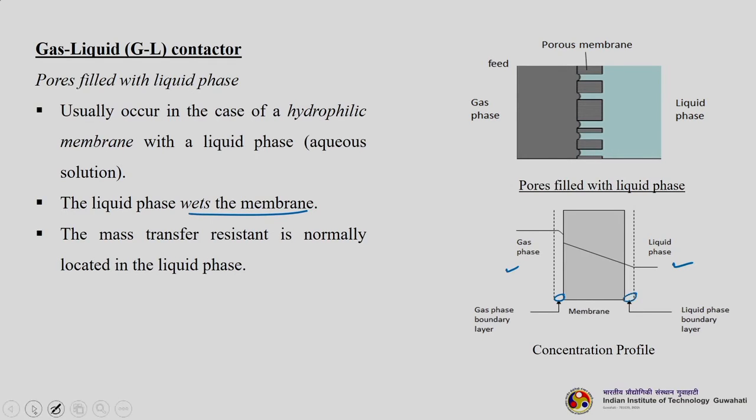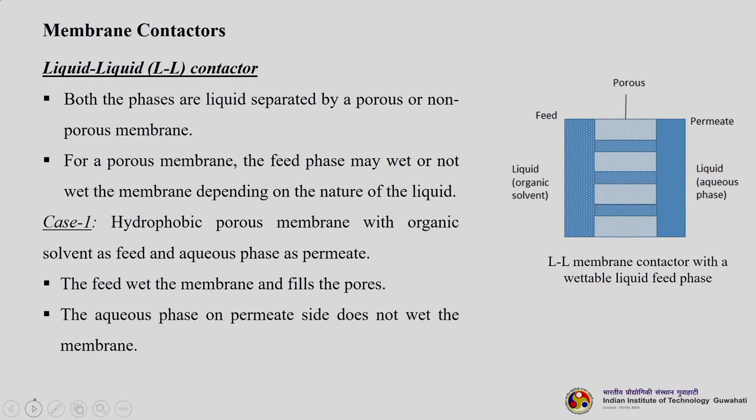Okay. Then the next one is the liquid-liquid contactor. Here both phases are liquid, separated by a porous or non-porous membrane. Now, for a porous membrane, the feed phase may or may not wet the membrane depending upon the nature of the liquid. So, let us understand the different cases. Let us take the first case, which is a hydrophobic porous membrane, with organic solvent as feed and aqueous phase as permeate. You can see how the schematic diagram looks. Here is one liquid phase, and another liquid phase here. Let us say phase 1, phase 2. This is the feed side, this is the permeate side, this is the porous membrane.